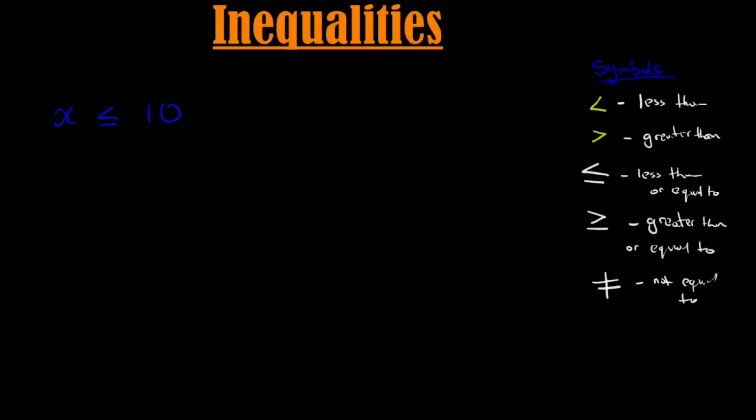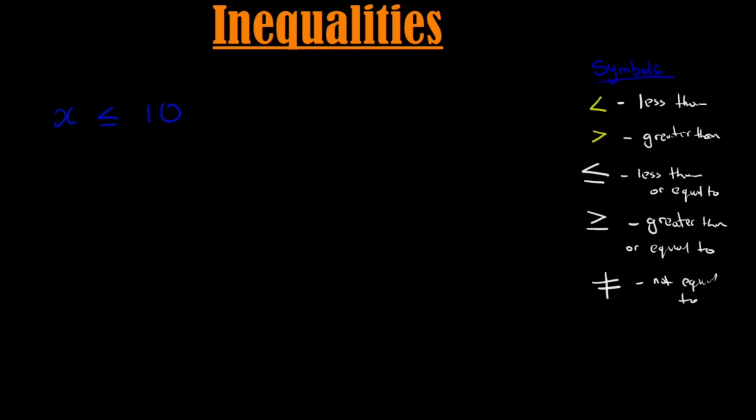Let's look at this inequality here. We have x is less than or equal to 10. We don't know what the quantity of x is, but it is based on the statement here. It says that whatever x is, it is less than or equal to 10. So it can be equal to 10, or it can be a number that is less than 10. And let me also point out that it doesn't have to be an integer. It can be rational numbers.